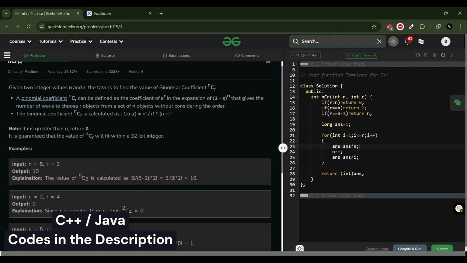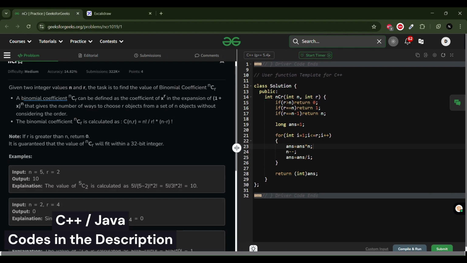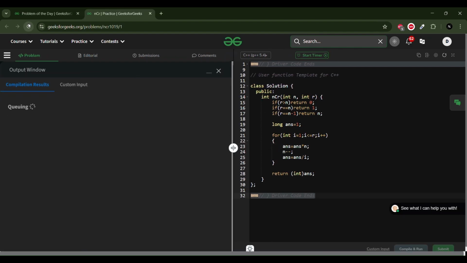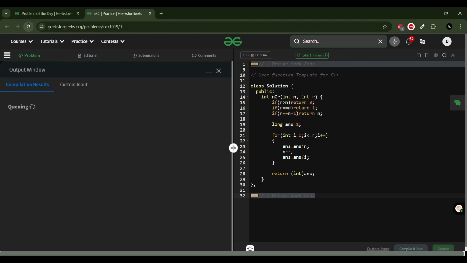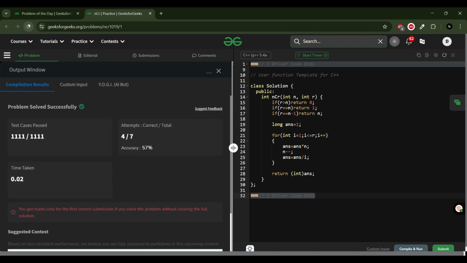Now let's run the code. This test case is passed successfully. Now submit the code. Yes, all test cases are passed successfully. Both the C++ and Java code are given in the description.